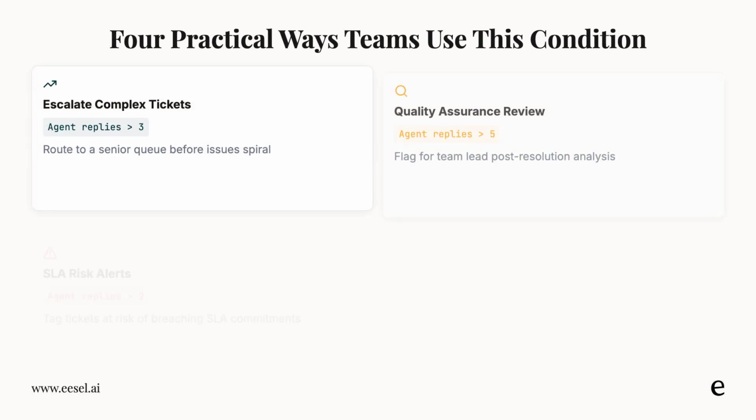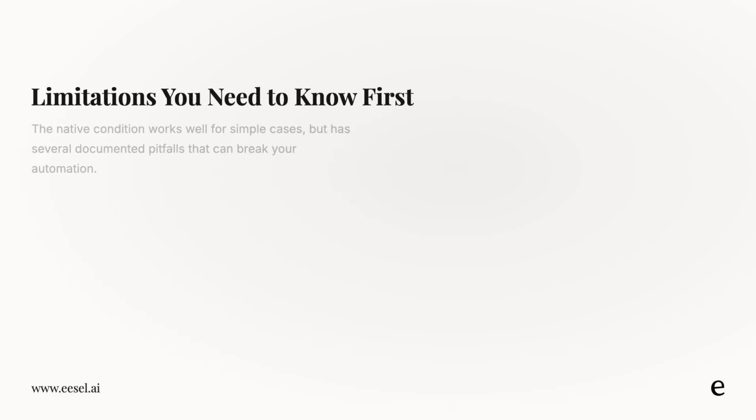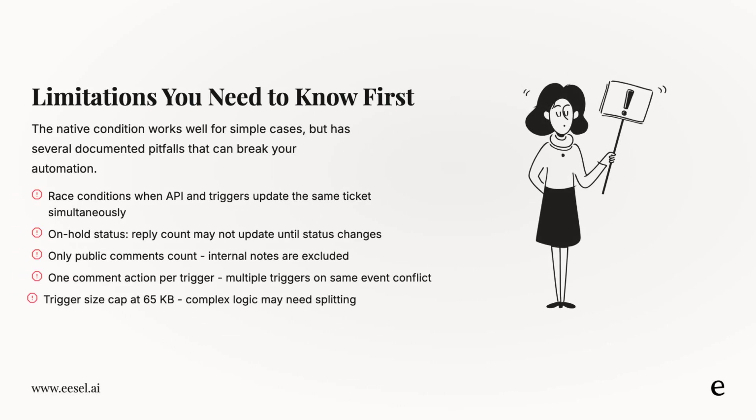Teams use agent reply counts in 4 main patterns: escalating complex tickets to senior queues after too much back and forth, flagging tickets for QA review after unusually high reply counts, tagging tickets as SLA at risk when replies pile up, and auto-assigning the agent who first responds to an unassigned ticket by combining agent replies equals 0 with assignee is empty.